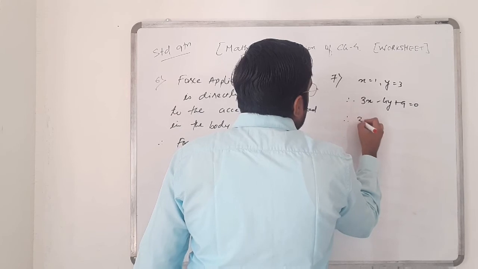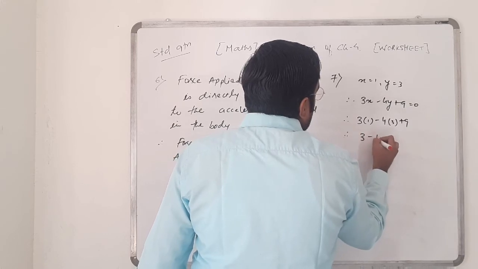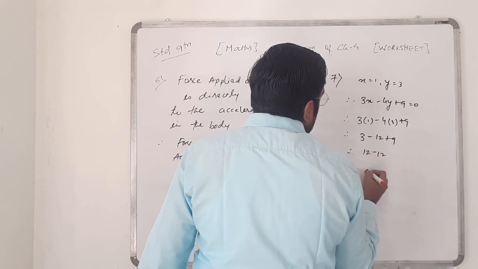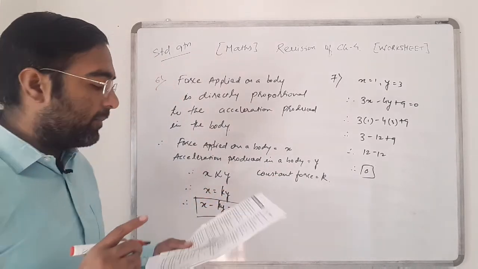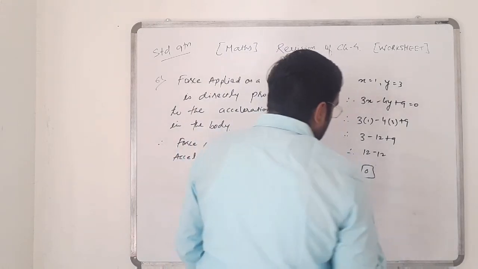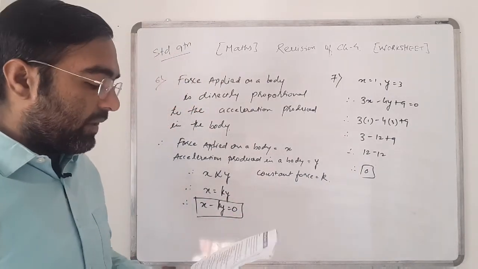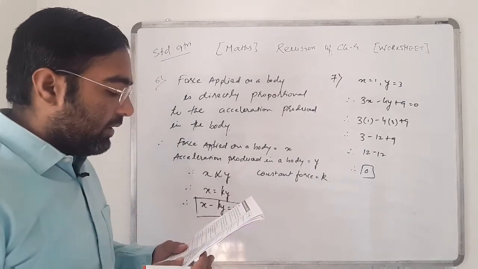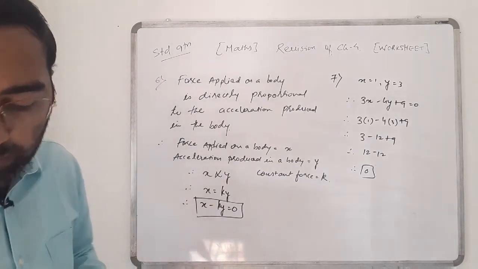So therefore 3 into 1 minus 4 into 3 plus 9. So therefore 3 minus 12 plus 9. So therefore 3 plus 9 is 12, minus 12, so therefore equal to 0. So now my value equal to 0 comes here. So therefore yes, it satisfies the linear equation 3x minus 4y plus 9 equal to 0. Okay, and here they said show that, so therefore I am not writing it here. Yes, it's satisfied. Please note down this.